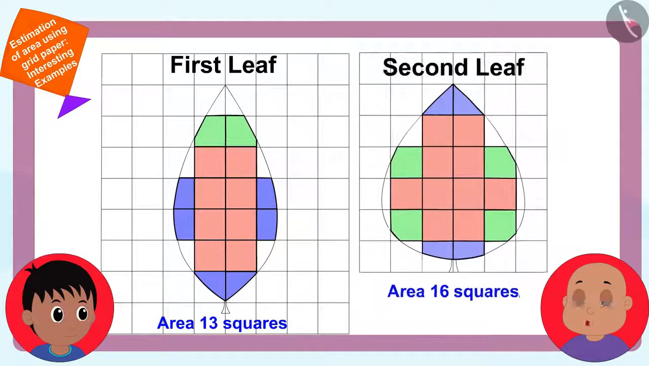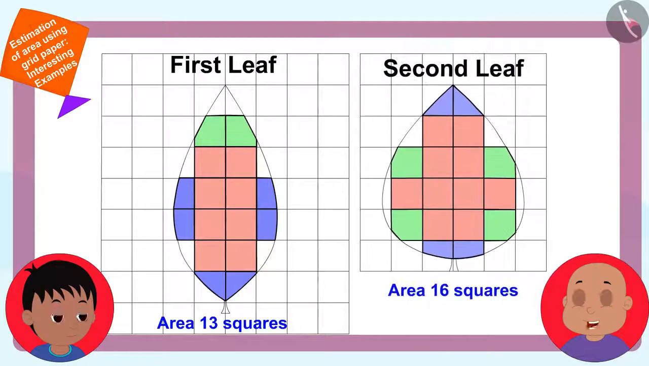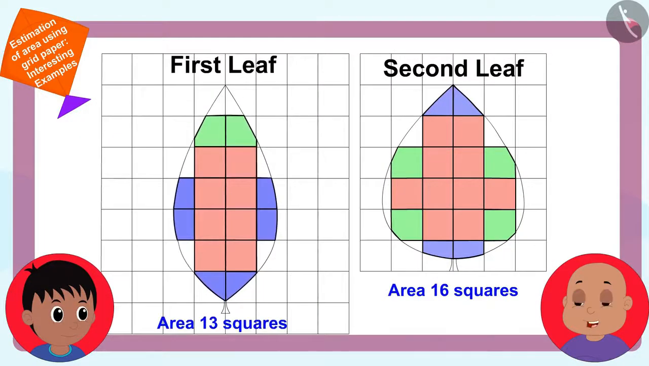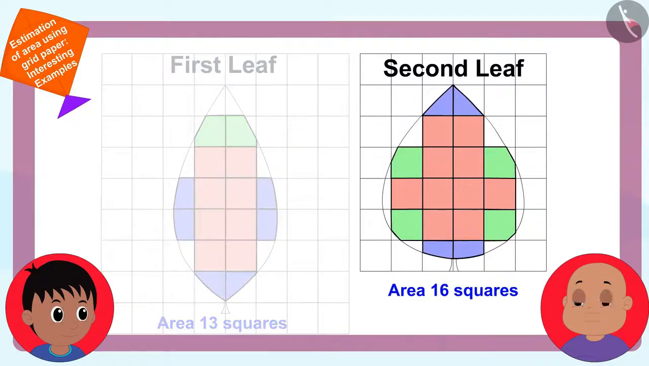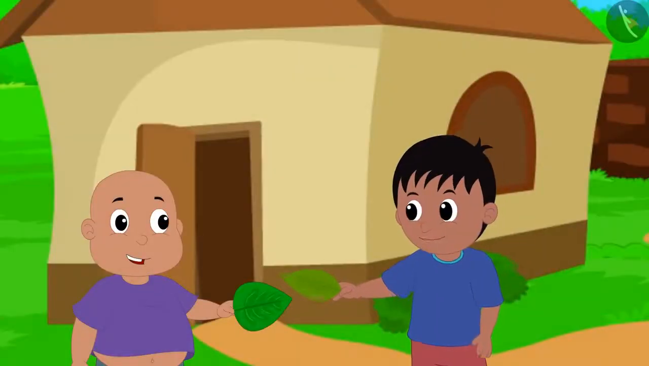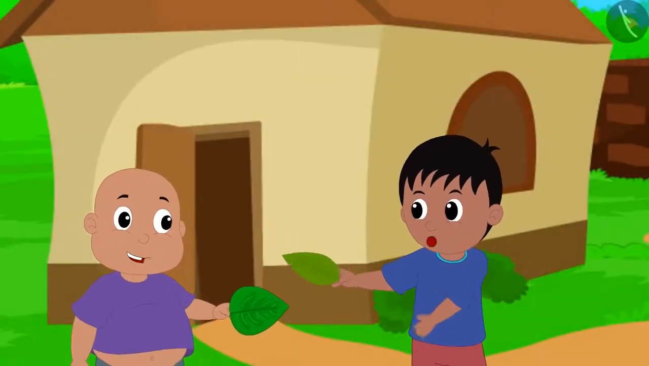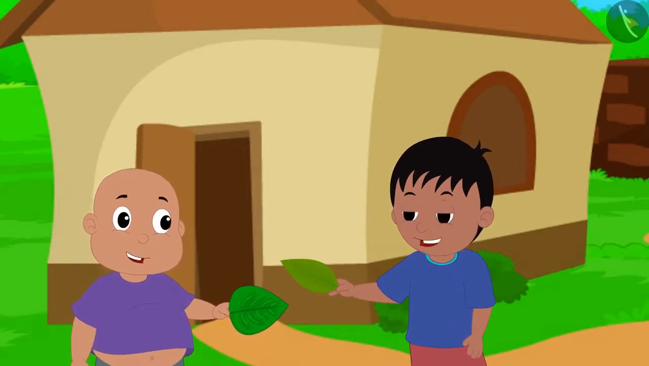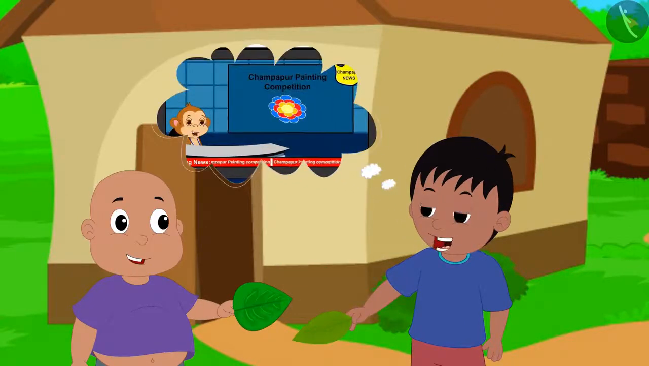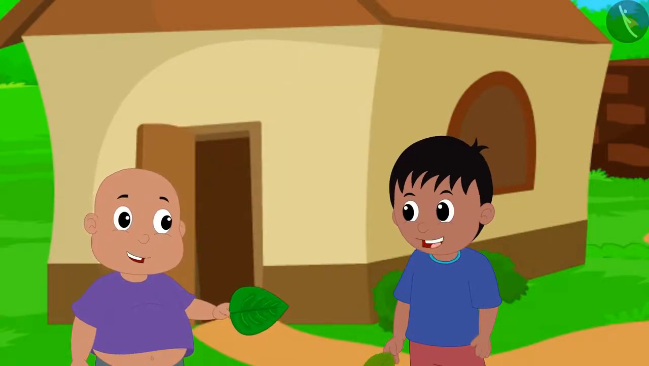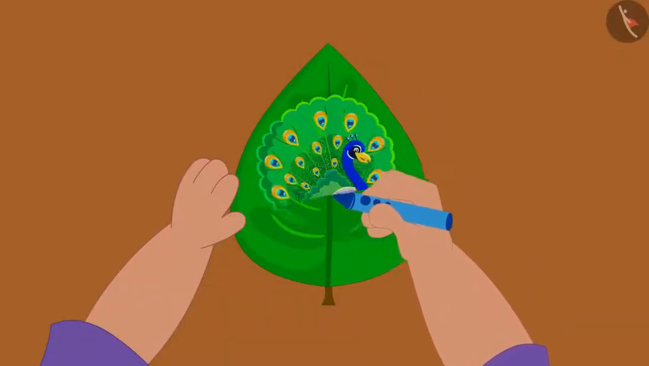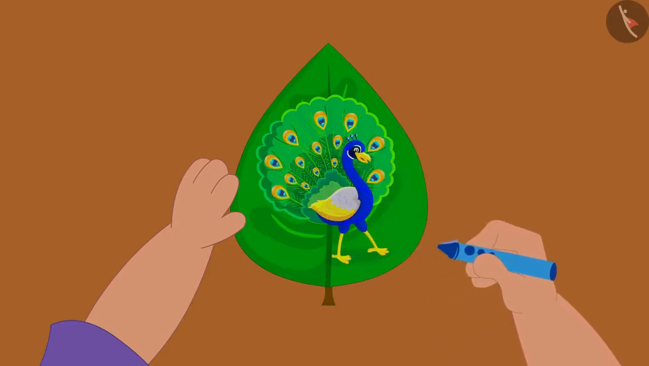Bablu also found the answer to this question just like you. Raju, there are 16 squares in the area of the second leaf and 13 squares in the area of the first leaf. This means that the second leaf is larger than the first leaf. Bablu told Raju. Well done, Bablu. We came to know which is the biggest leaf, and you also learned to find the area using a grid paper. Now, let us quickly take part in the competition by painting a beautiful picture on this bigger leaf. The 2 friends made a beautiful painting on the second leaf.